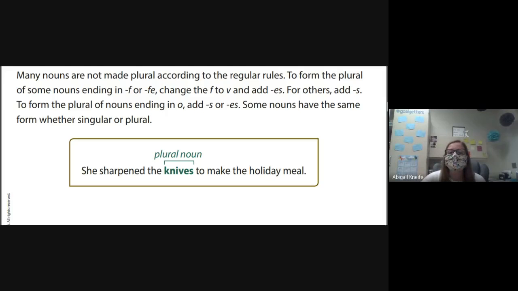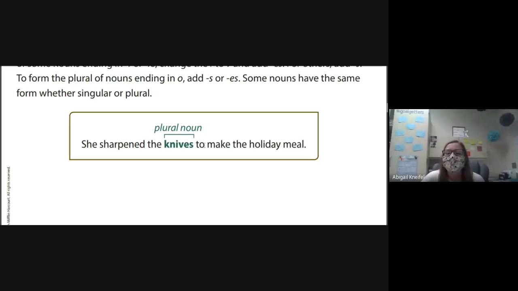So here's an example. She sharpened the knives to make a holiday meal. The regular word knife is spelled K-N-I-F-E. So we change the F to a V and add an S. Does everyone see that? And that would be the same with leaf. It becomes L-E-A-V-E-S. And like lives too. But anyway, those ones you change. If it ends in F-E or F, you change it to a V and add E-S or S.